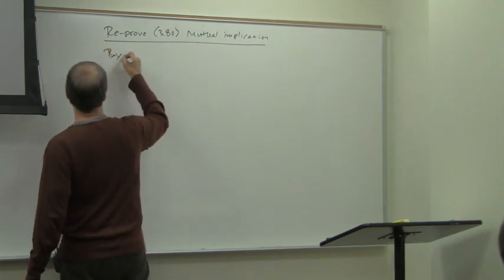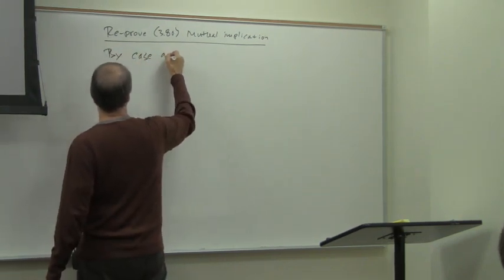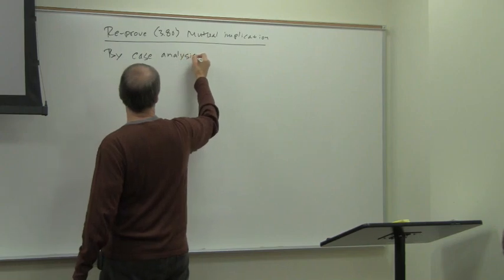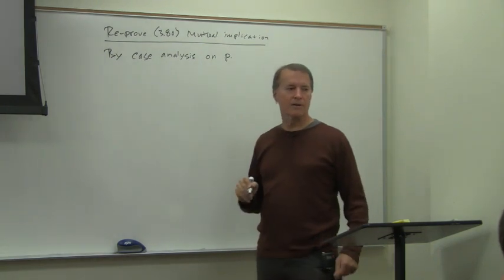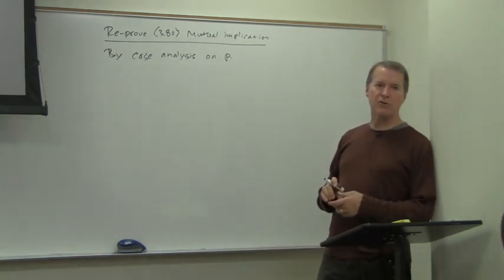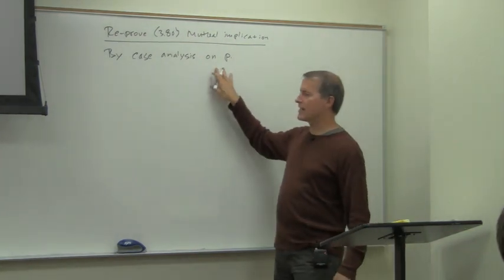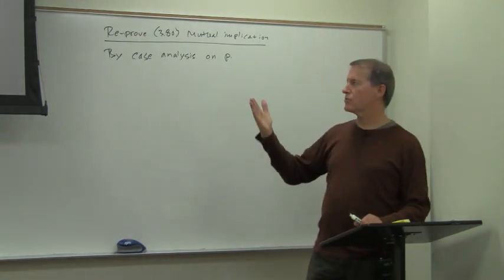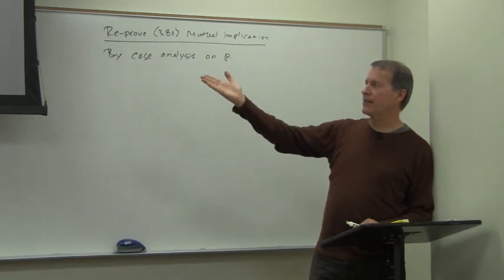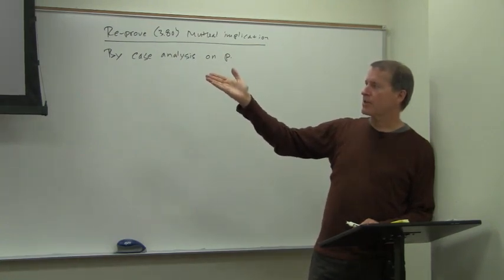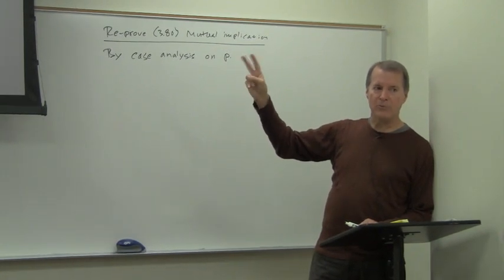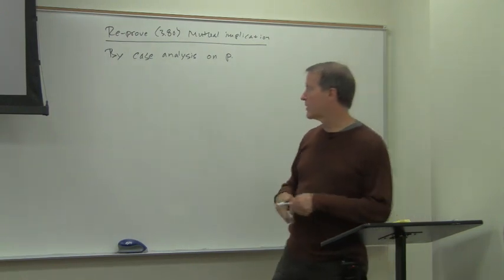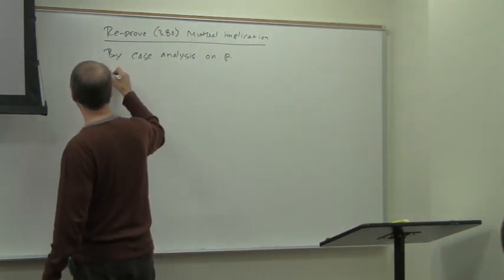By case analysis on P. You have to say which variable you are doing your case analysis on. And after you say by case analysis on P, then what you need to do is write down the Boolean expression that you are trying to prove in the two cases. One where P is true and one where P is false. And the way you do that is you number them. 1.